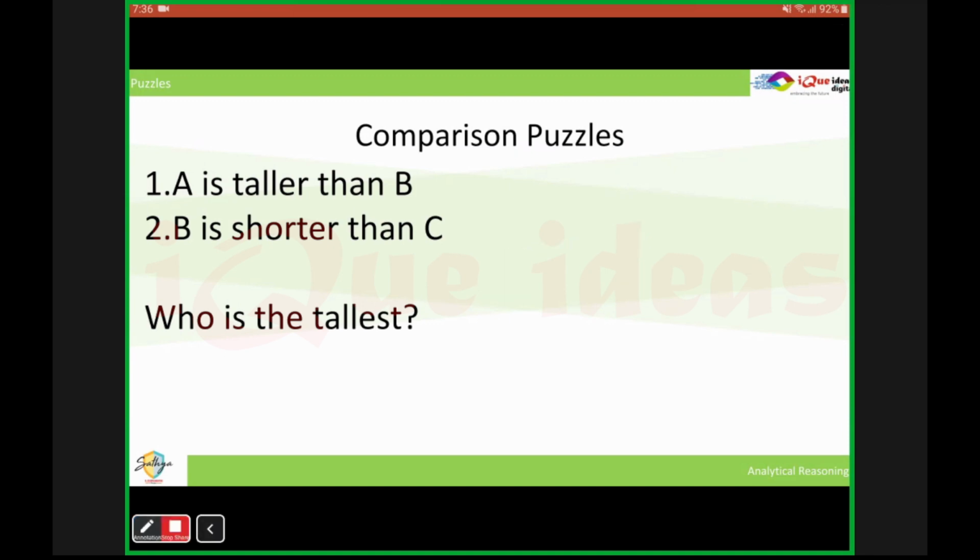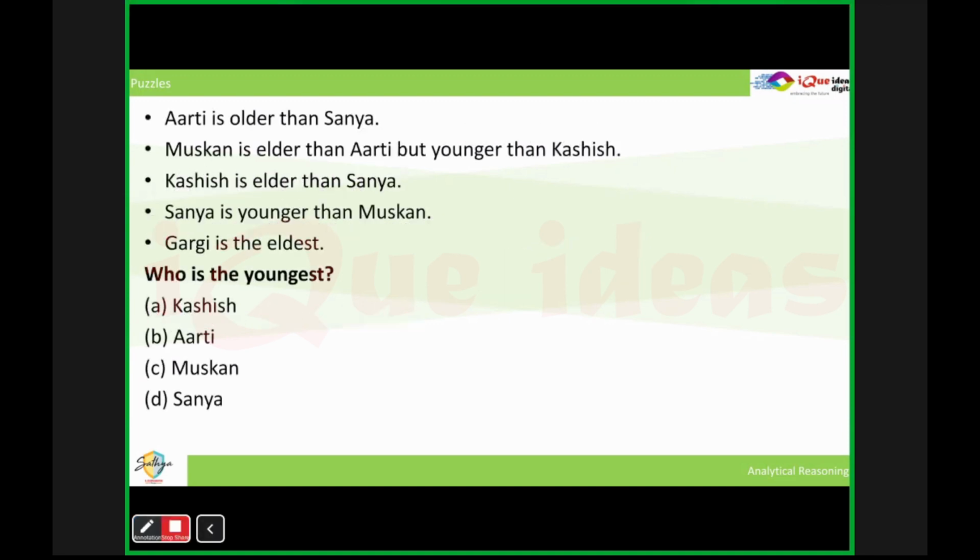So keeping that type of information in mind, if this is the data given to you, where there are five specific lines. Aarti is older than Sanya, Muskan is elder than Aarti, younger than Kashish, Kashish is elder than Sanya, Sanya is younger than Muskan, and Gargi is the eldest. Then how do I identify who is the youngest person in this group?